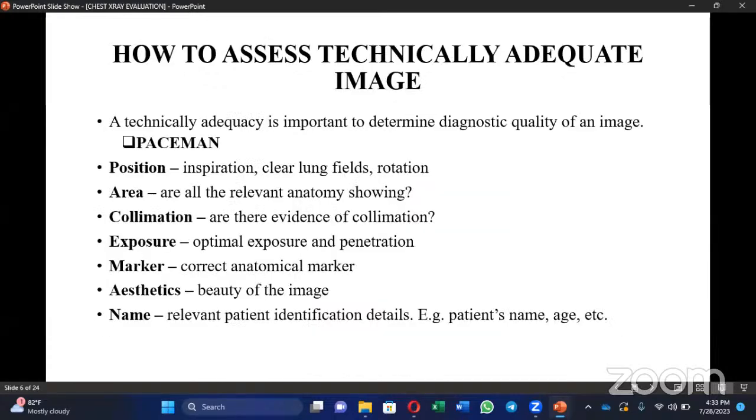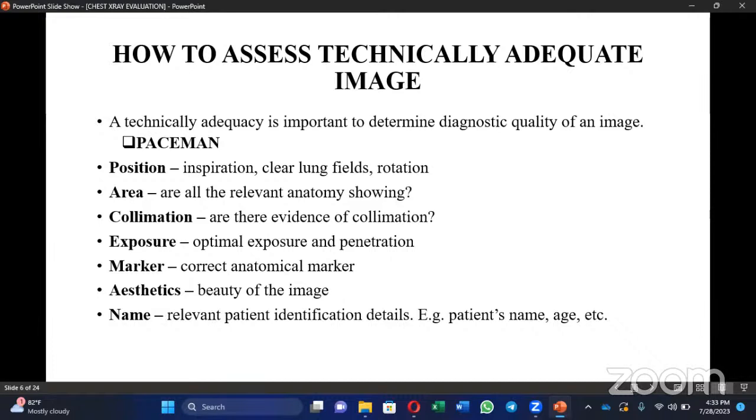Then we look at the aesthetics. Aesthetics is actually the beauty of the image. You look whether the image is centrally placed within the X-ray film, and the beauty of the image is also dependent on all the things that we've said before: the position, the area, collimation, exposure, and markers. They contribute to form the beauty of the image. So when all these parameters or criteria fall within the normal range, it means that the image is automatically beautiful.